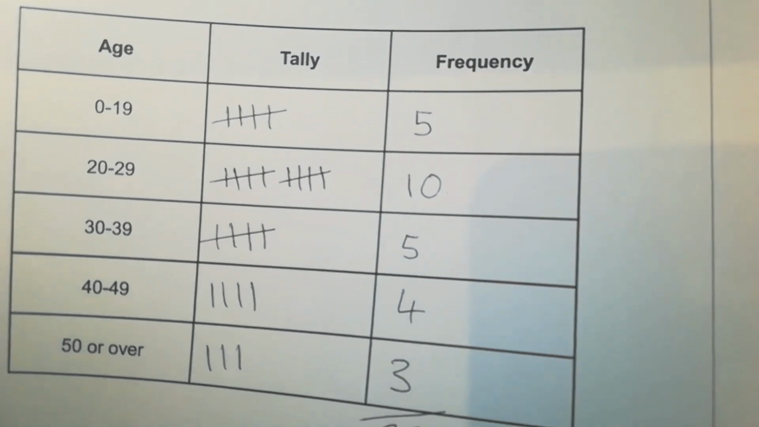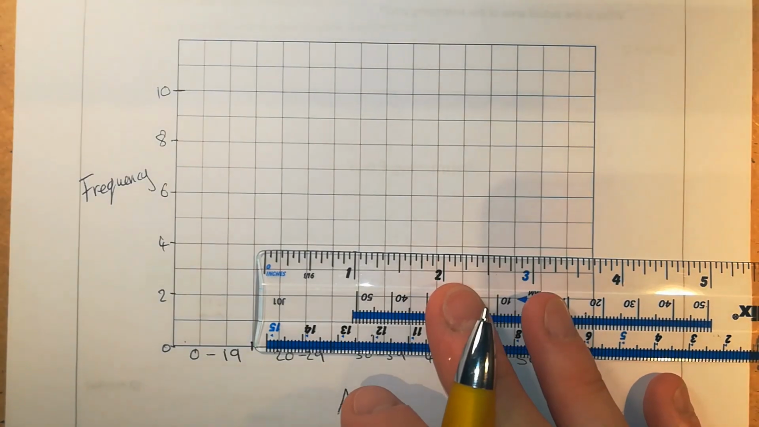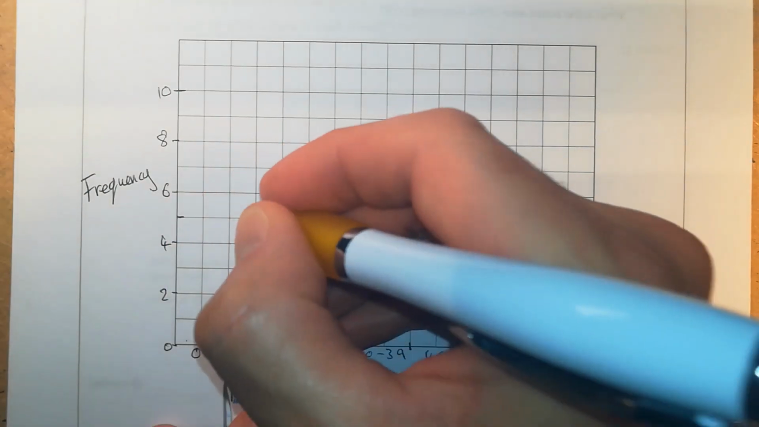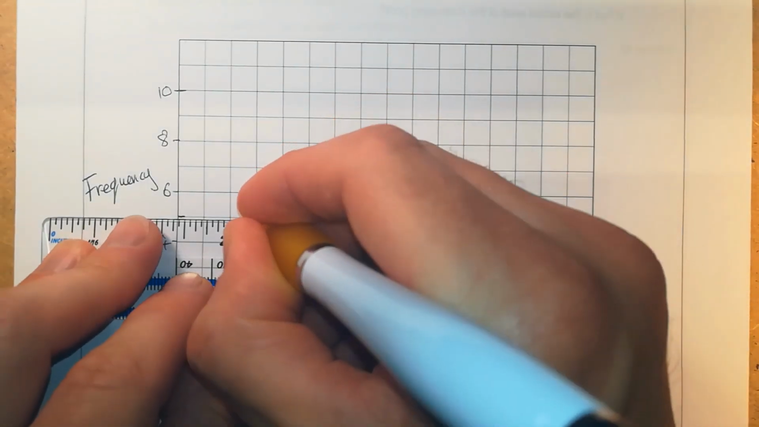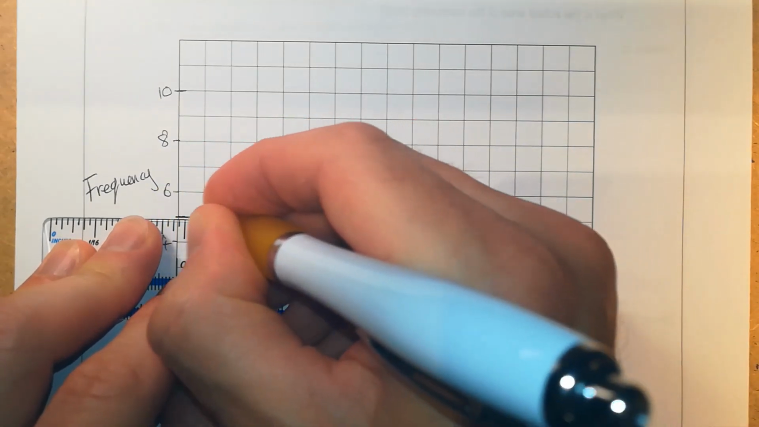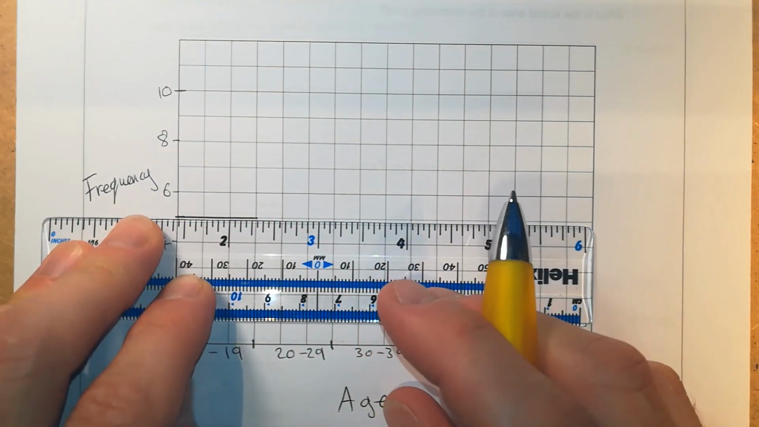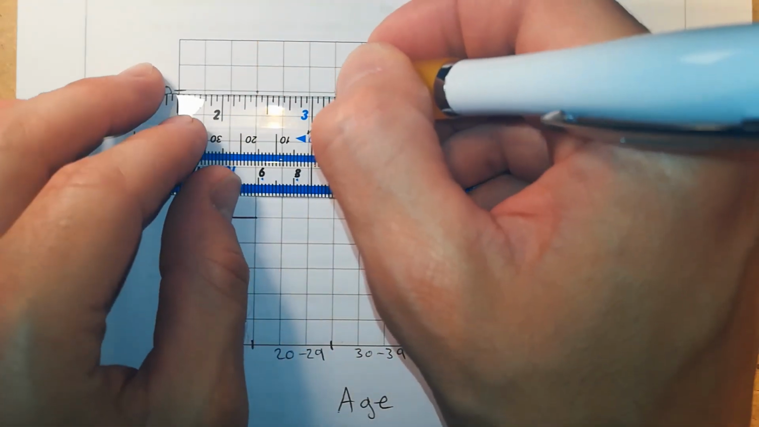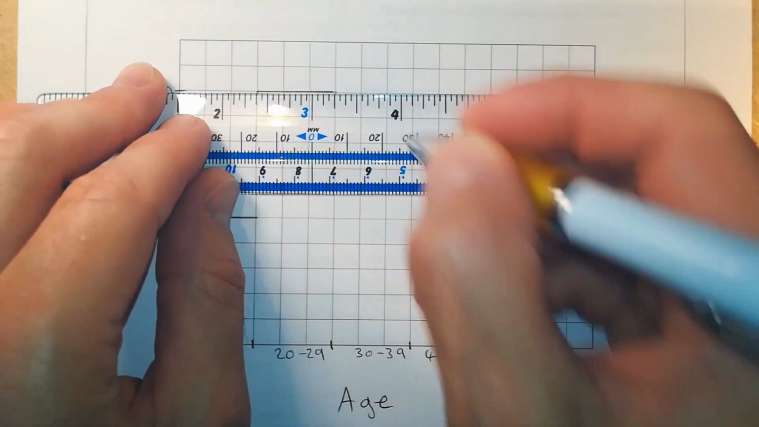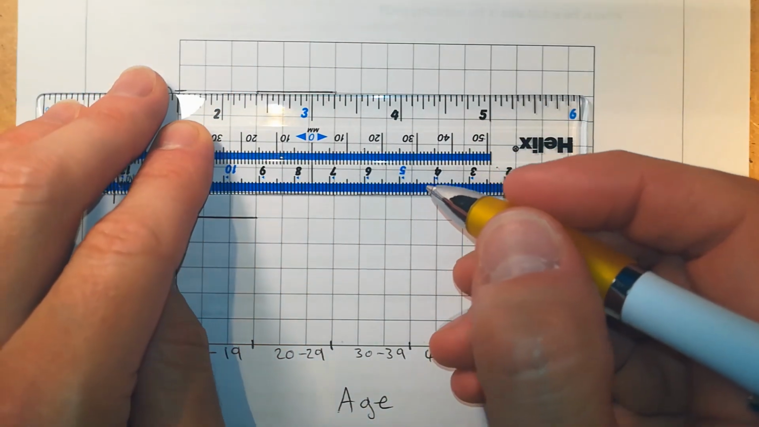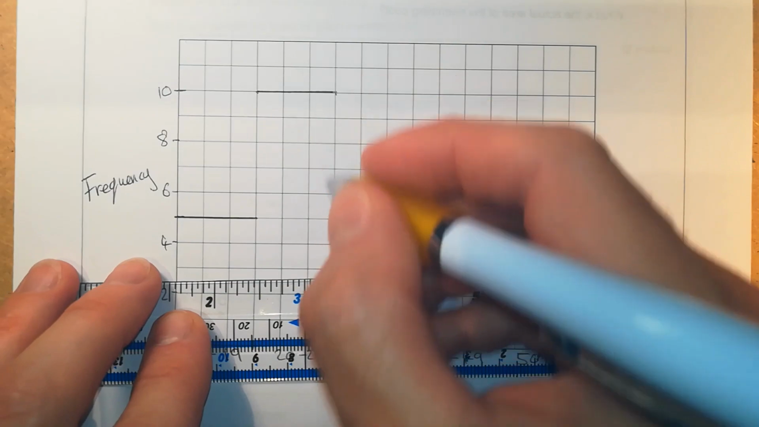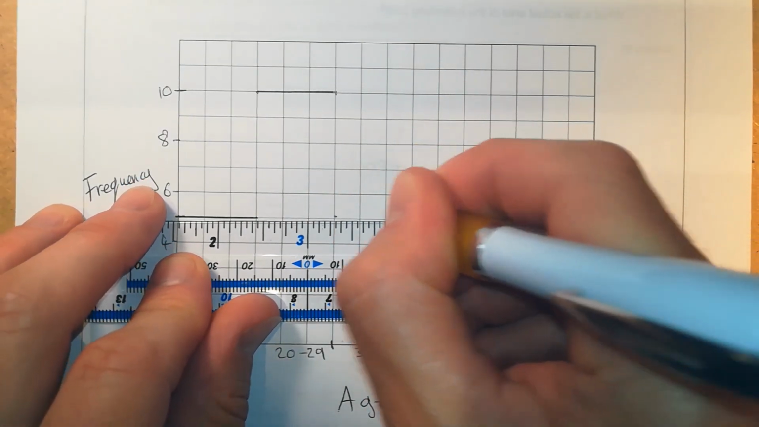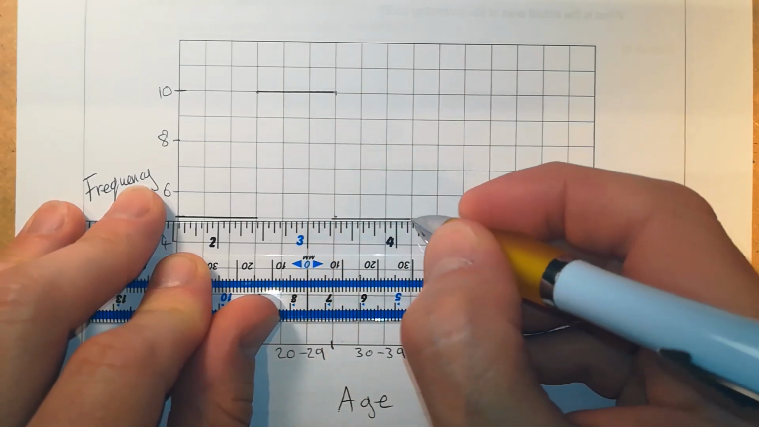Let's have a look at the table. 0 to 19, we had a frequency of 5. So 5 is going to be halfway between 4 and 6. So we need that to go across there. Now, for 20 to 29, we had a frequency of 10. So that means we're going to go across like that there. We then had a frequency of 5 for 30 to 39, so we're back down here again. I'm just doing the tops of the bars at the moment.